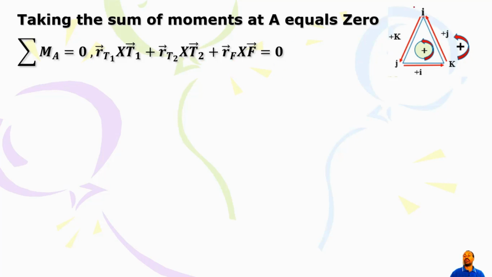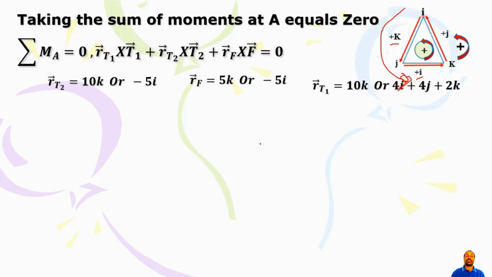So let me tell you about this triangle. So consider this triangle, just counterclockwise positive. I cross J will be positive K. J cross K will be positive I. Then K cross I will be positive J. So just you will consider like this. Then if it is opposite, then we make negative.